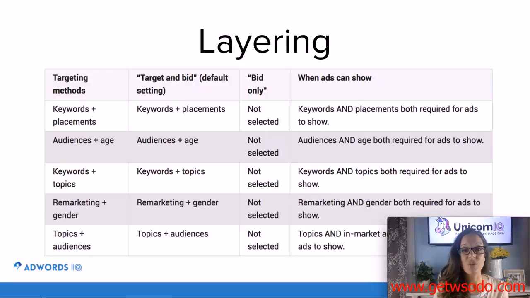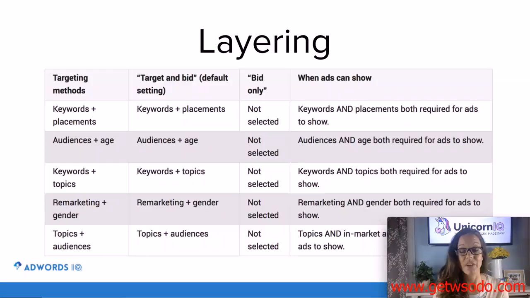The way that you add layering is literally you just add one targeting option and then you add another targeting option to the same ad group. Again, I'm going to walk through this in the demo lessons, but just so you know, it's super straightforward. There's no secret trick. You just go in there and add the different options that you want for that ad group.